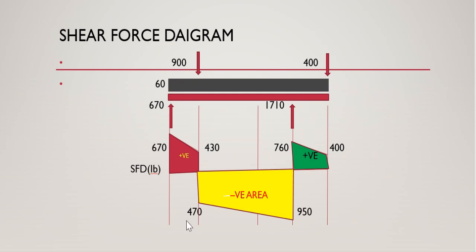So we got the value of minus 470. That is downward from this horizontal line. Again, at this point, we calculated earlier that the value of shear force is minus 950. At this point, that is negative. So again, we have this shear force, that is the reaction at point C.